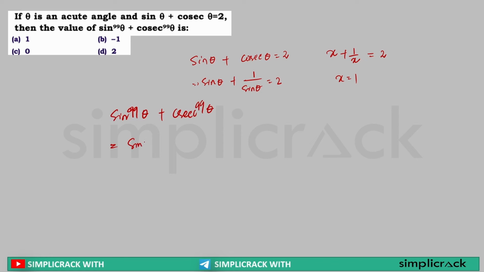So this can be written as sin 99 theta plus 1 by sin 99 theta. Sir, sin theta is 1. So this will be written as 1 to the power 99 plus 1 by 1 to the power 99. Sir, 1 power anything is 1, plus 1 by 1, it is equal to 2. So the right answer is option D. Clear? Sorted? Yes or no?